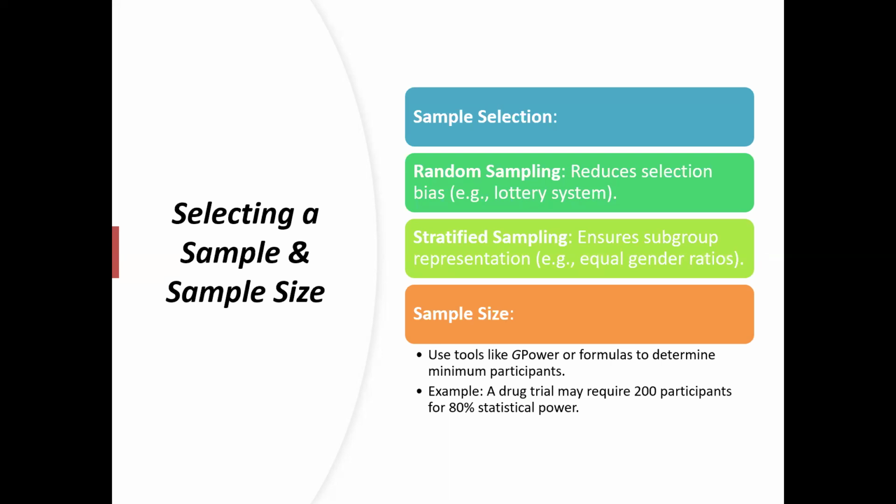For sample size, you can use tools like G*Power or formulas to determine the minimum number of participants. For example, a drug trial may require 200 participants for 80% statistical power. So you have to use different types of models to work on your sample size and all these things, and sampling and data collection.